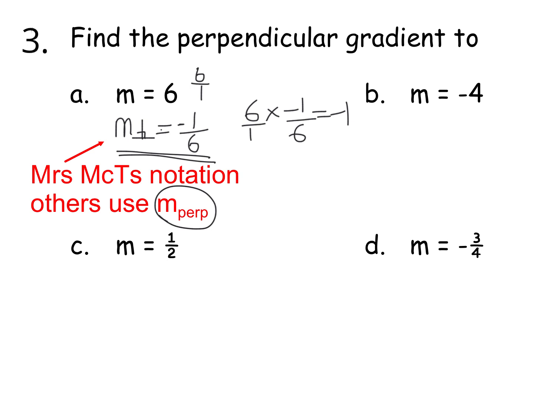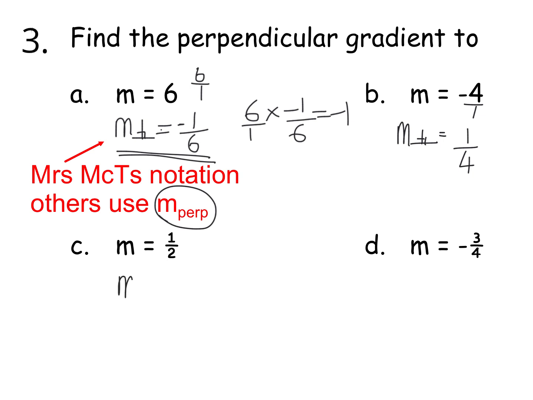Right, gradient of -4, so my perpendicular gradient, remember, that is just -4/1. Flip it, change the sign, would give you 1/4. And when you multiply them together, you'll get -1. Let's look at ones where it's fractions instead.